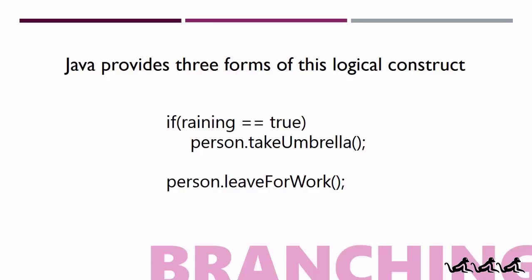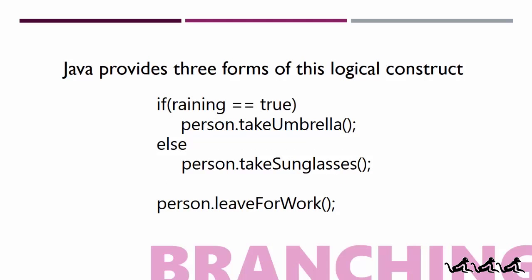Now it's important to understand that whether it's raining or not, the very next instruction that the compiler finds is what it's going to execute. So if it's raining, then take umbrella will be called and processed, and then leave for work will be called. If it's not raining, then take umbrella will not be executed, but leave for work will always be executed. So if we use a simple if statement, just as we see it here, we must be mindful that the very next instruction will always be executed.